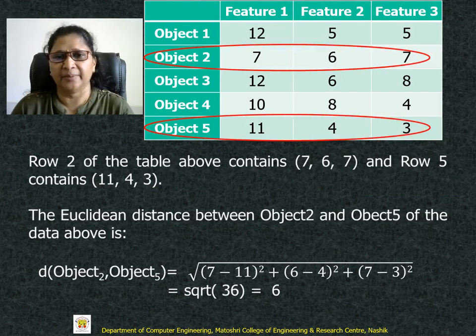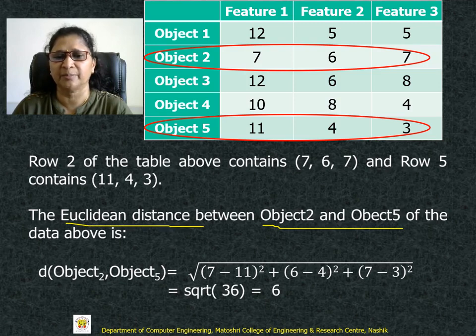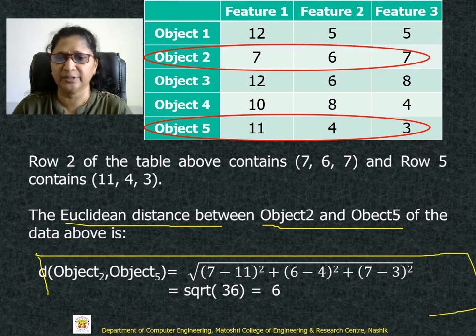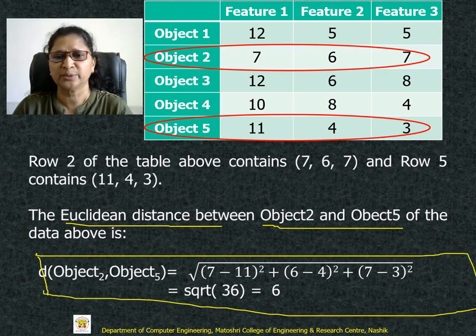Look at this example. In this example, we are again given 5 objects and we have 3 features. And now again, if we want to find the distance between object 2 and 5, we will use the Euclidean distance formula to compute it. The distance between object 2 and 5 is computed using the Euclidean distance formula by substituting these feature values. And we get that for these 3 features, the distance between object 2 and 5 is 6.